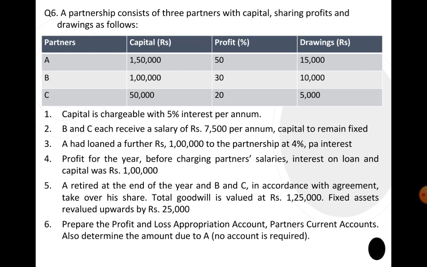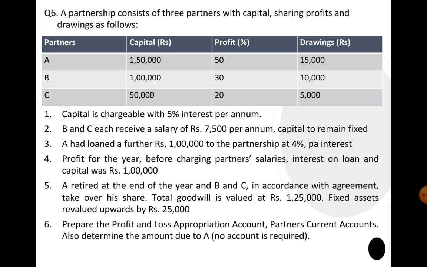Capital will be remaining fixed. So if the capital remains fixed, it means that all the changes we have to make will be through the partner's current account, right? Okay. And then A had loaned a further rupees 1 lakh to the partnership at the rate of 4% per annum. Profit for the year before charging partners' salaries, interest on loan, and capital was rupees 1 lakh.